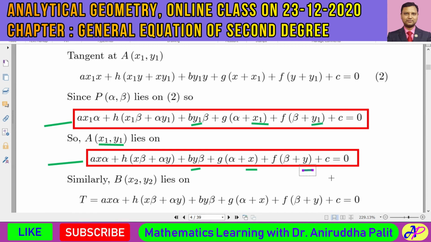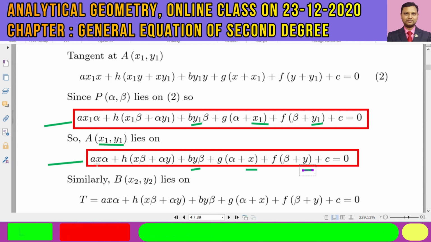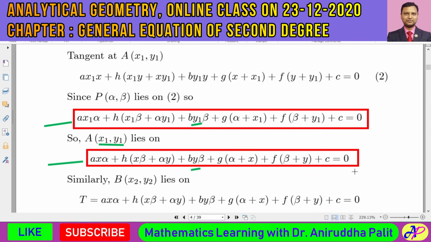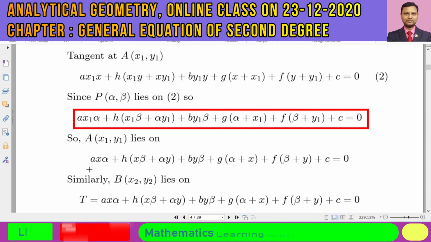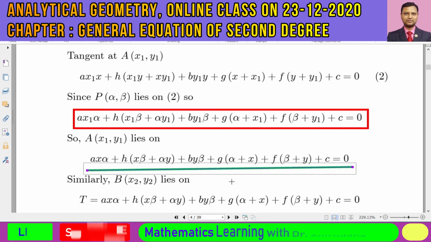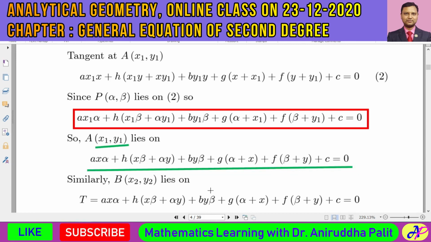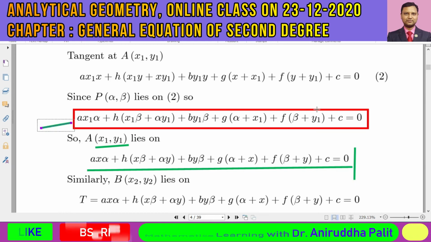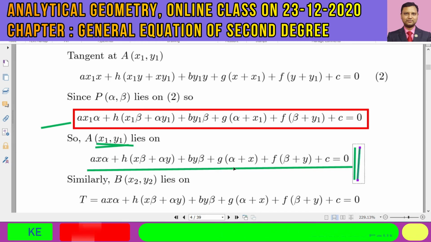So can we say that x1 y1 lies on this kind of straight line? Is it clear? Because ultimately if x1 y1 lies on this straight line, then this equation would be satisfied, and this is already satisfied. So we can say that this point x1 y1 lies on this straight line.